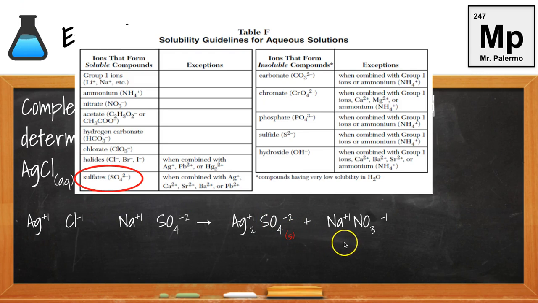And then we can just look at the other one here just to make sure we did this correctly. So look up NO3, nitrate. All nitrates are soluble, so that's going to form my aqueous product. That's going to dissolve.